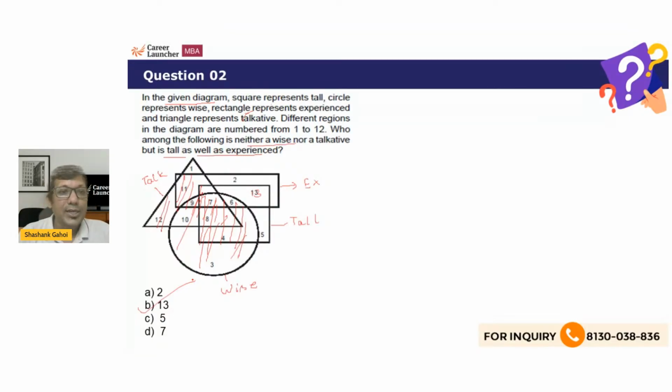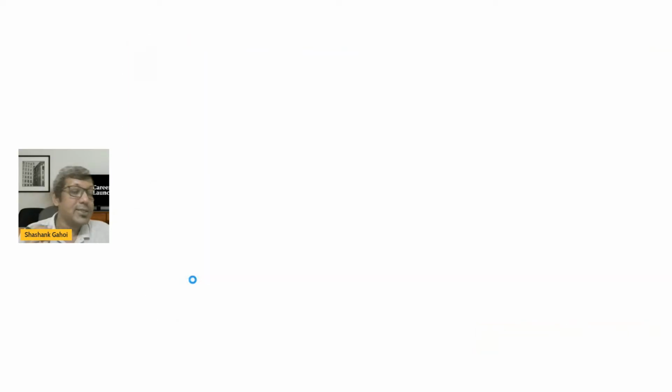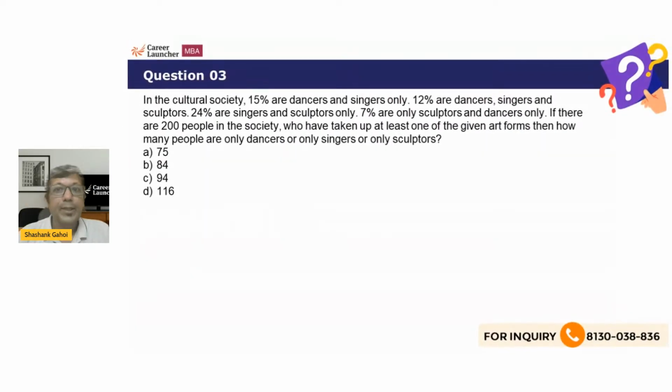Now, let's move on to the next question. So this is a standard set theory question where nothing is given and our job is to draw the Venn diagram, solve the question and get the answer.